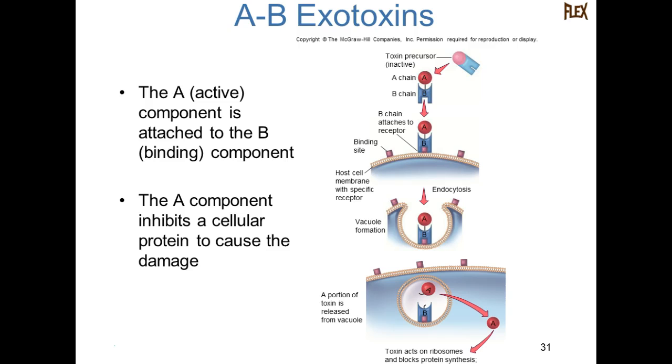AB toxins, again, we'll look at a little more in Module 2. AB toxins have two components. The A, which is the active component, is attached to the B, the binding component. The A component inhibits a cellular response to cause the damage to the host cell.